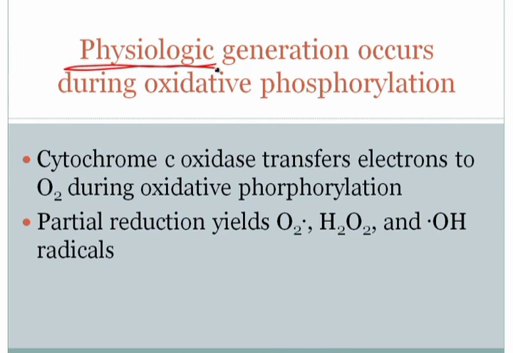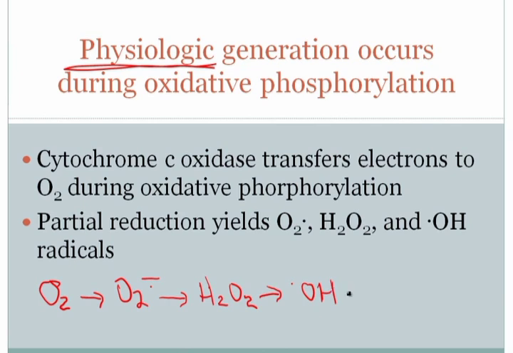But in order to understand the free radicals that are generated, we do have to review a little bit of biochemistry. So let's take a moment to just remind ourselves that if this is oxygen here, if oxygen accepts 1 electron, then it becomes something called superoxide. If it accepts 2 electrons, it then becomes hydrogen peroxide. If it accepts 3 electrons, it becomes hydroxyl ion. And if it accepts 4 electrons, it becomes water.